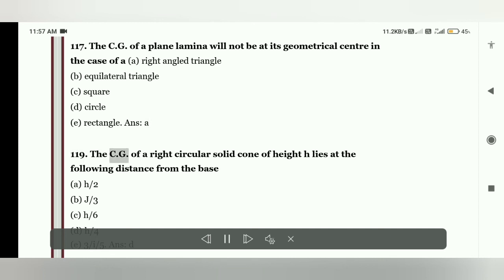119. The CG of a right circular solid cone of height h lies at the following distance from the base: h/2, h/3, h/6, h/4, 3h/5. Answer D.